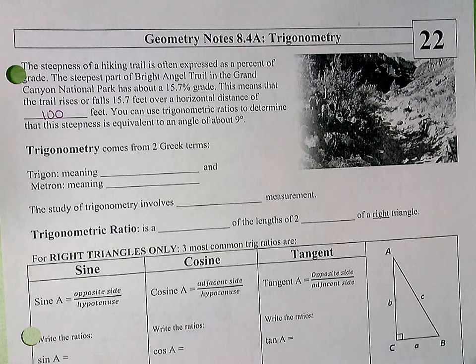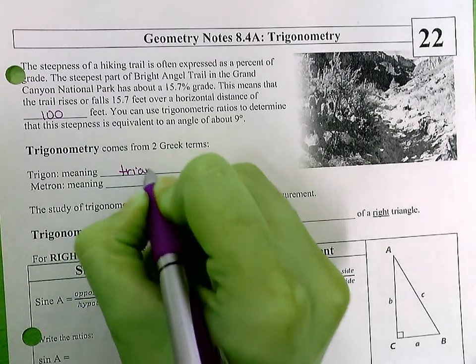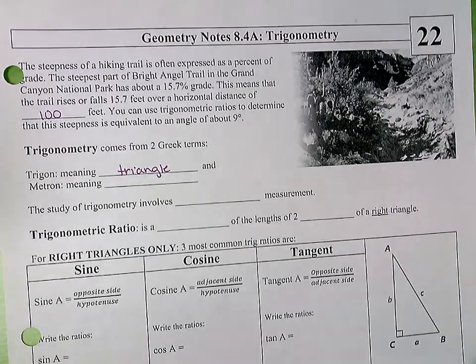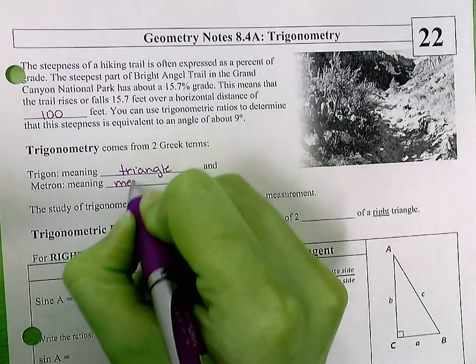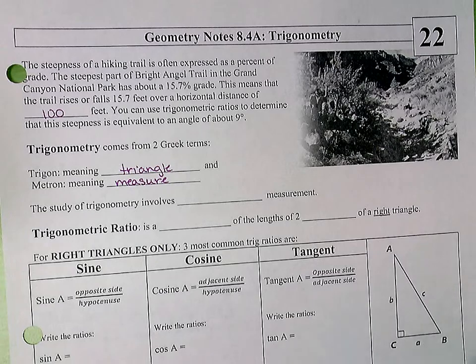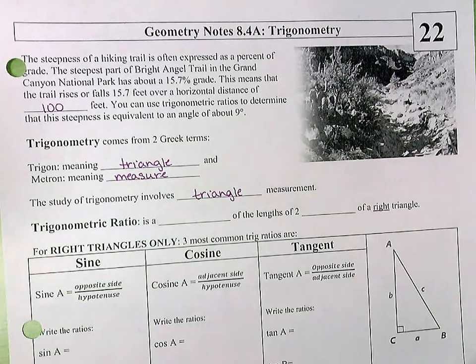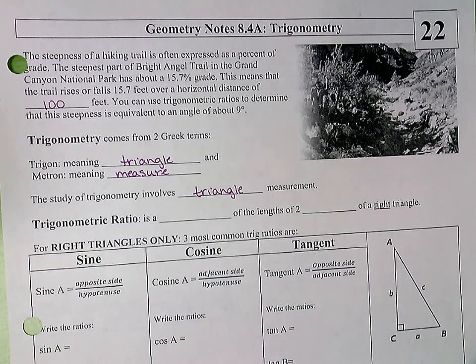Now, trigonometry comes from two Greek terms, trigon, meaning triangle, and metron, meaning measure. Okay, so the study of trigonometry involves triangle measurement. So we're still working with some triangles here. Today we're working with right triangles, and we're going to find the different measures in that right triangle.